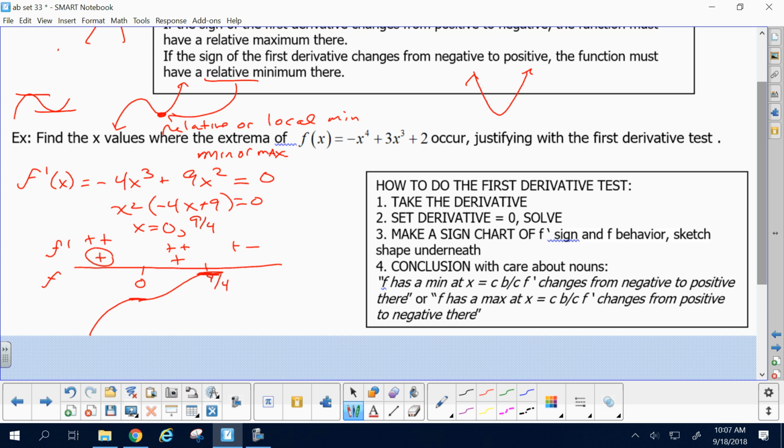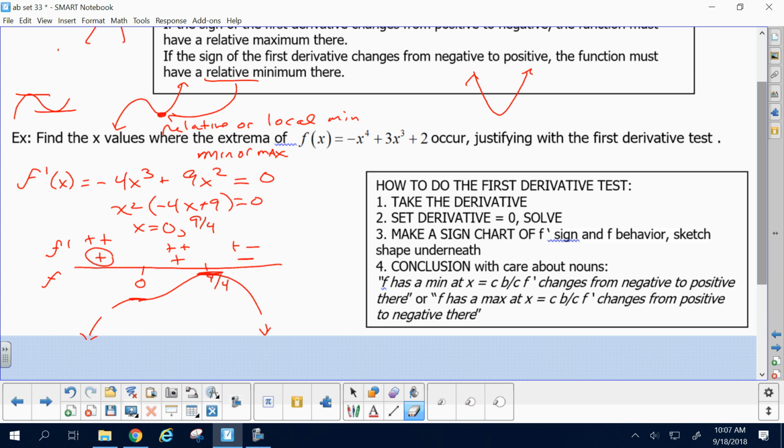Negative. And now you get a negative first derivative, which means the function is decreasing. With that then, we can decide that f must have what? A min or a max? A max. Where? At x equal 9/4. Okay?